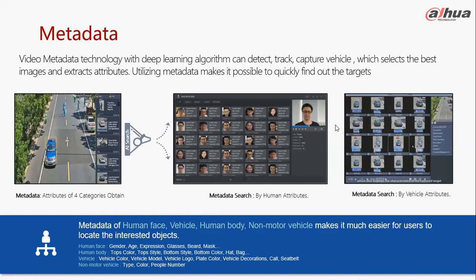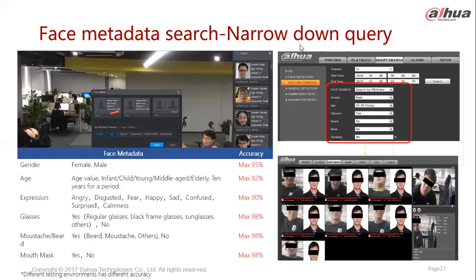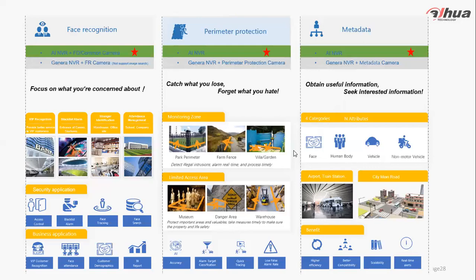If you're doing metadata by humans, the information is here below. For humans, you can say gender, age, expression, glasses, beard, mask, etc. For vehicles, you can say model, logo, plate color, etc. If non-humans, you can say which type, which color. So that's metadata, which is well supported in the AI NVR. Also, an advantage is that you can do a search on metadata to refine your search while doing an investigation and query of information.